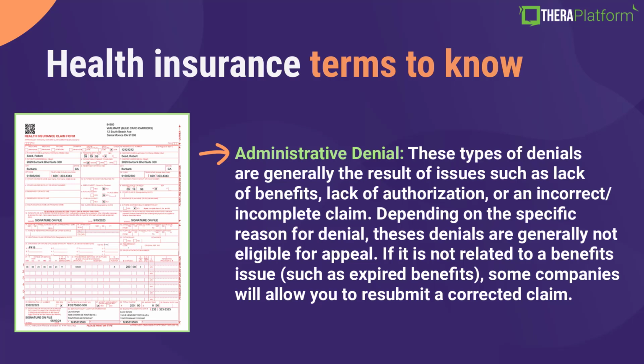Administrative denial is another term. So these types of denials are generally the result of issues such as lack of benefits, lack of authorization, or an incorrect or incomplete claim. Depending on the specific reason for denial, these denials are generally not eligible for appeal, especially if it's not related to a benefits issue. Some companies may allow you to resubmit the claim, but if the client, for example, didn't have active insurance when you saw the client, then there's nothing you can really do.